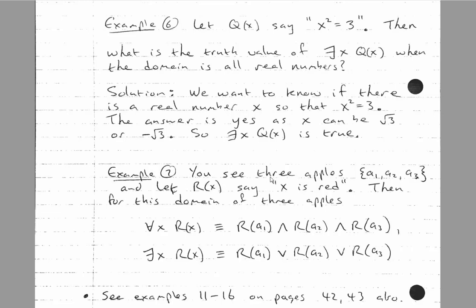Maybe an easier example. Example 7, you see 3 apples, a1, a2, a3. Let r of x be the propositional function that says x is red. Then for this domain of 3 apples, for all x, r of x, that's saying that all the apples are red. That's logically equivalent to the first apple is red, and the second apple is red, and the third apple is red. R of a1, and R of a2, and R of a3. So the universal quantification of r here is just saying all the apples are red.